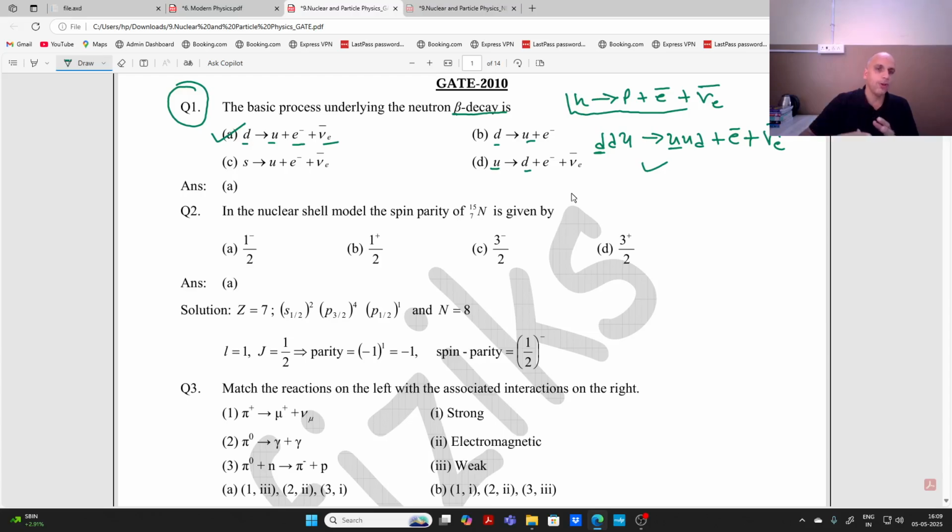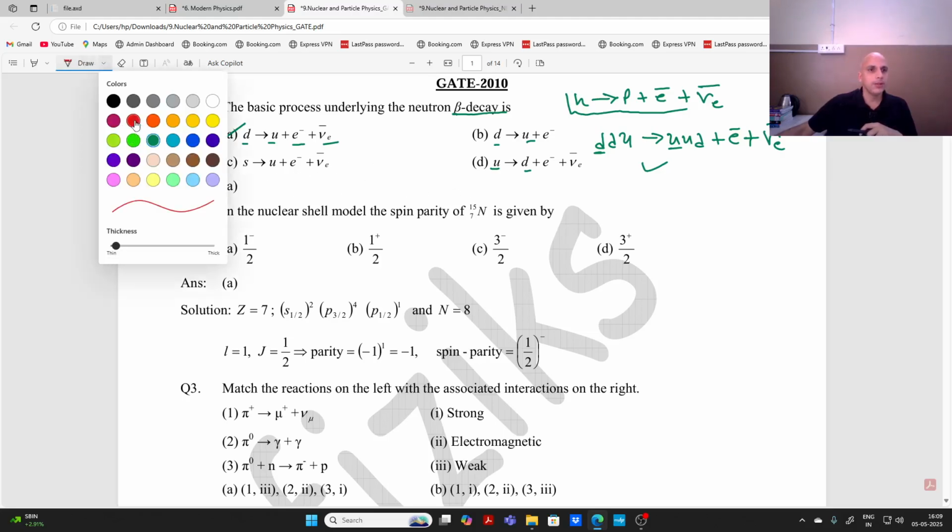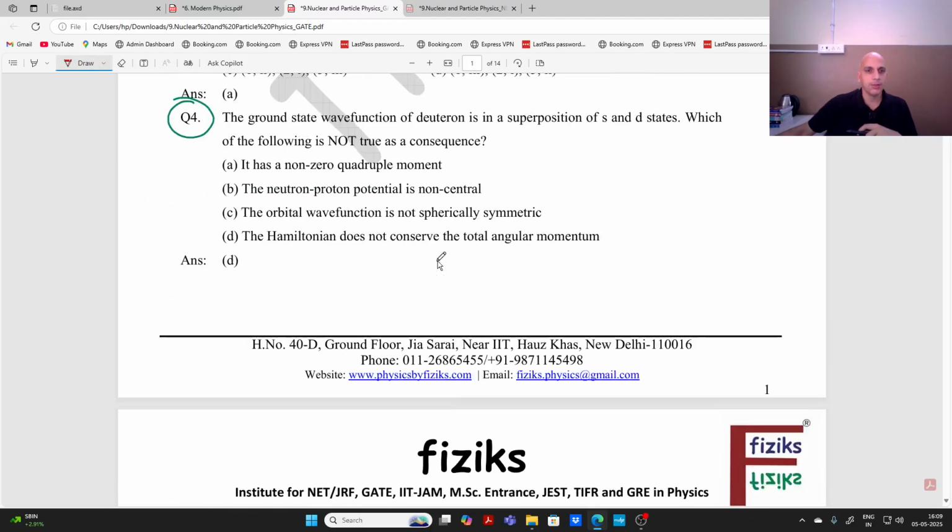This question is solved with the help of a quark model, right? Although this question is from beta decay, that is in the radioactivity chapter. Let me change the color. Okay. Now let's go to the next question.